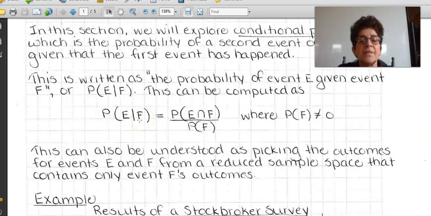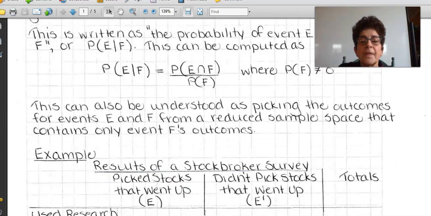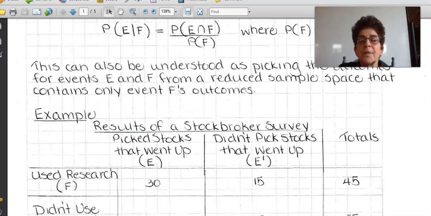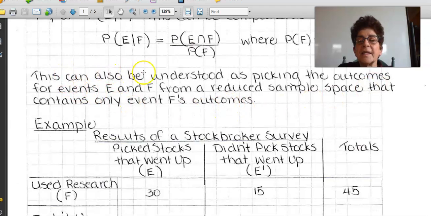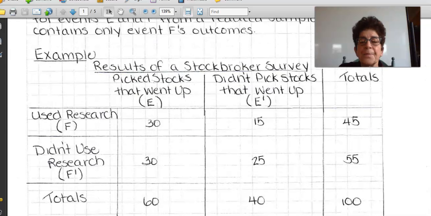So if you're considering the events in time, event F is first and event E is second. It's also important in this formula to ensure that the probability of event F is not 0, so you're not dividing by 0. Another way to look at conditional probability is to understand it as picking outcomes for event E and F from a reduced sample space that contains only event F's, the first event's, outcomes. Let's take a look at an example.